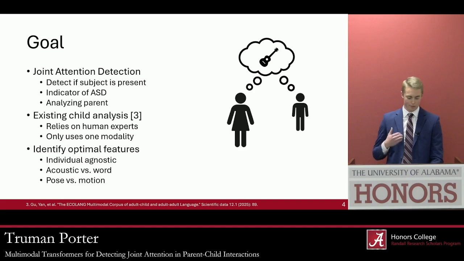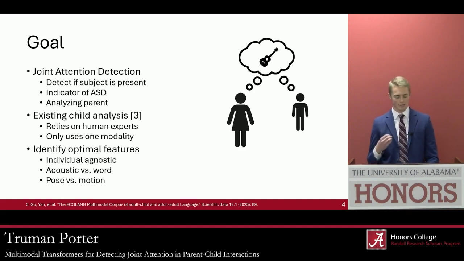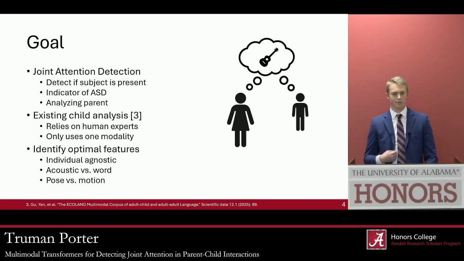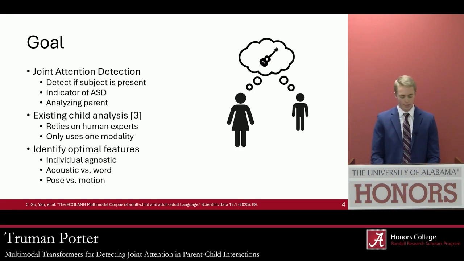This aspect of communication is very useful because it is an indicator of autism spectrum disorder. Specifically, if a child lacks the ability to use joint attention, they are more likely to have autism spectrum disorder. For this study, we will be specifically analyzing the parent. This is because of how the data set is laid out, as well as the fact that the parent does play a critical role in parent-child communications.